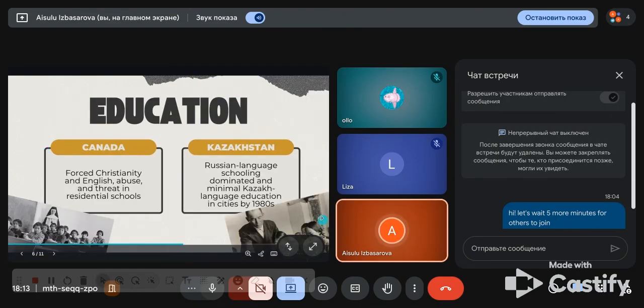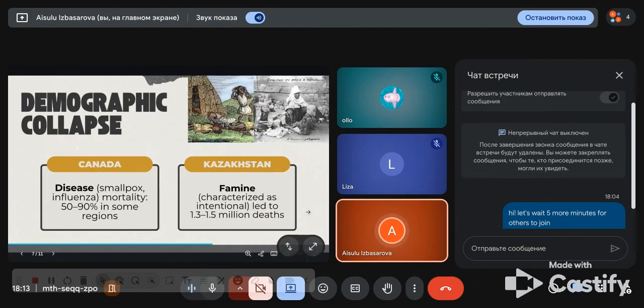Here you can see the pictures. Now let's talk about demographic collapse. It is also not primarily linked to cultural genocide, because it is more a part of the biological and physical one. As we talked about in the previous lecture, smallpox, influenza, and a bunch of other diseases were spreading out in the territory after Europeans came.